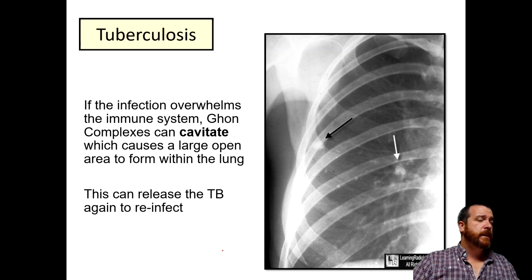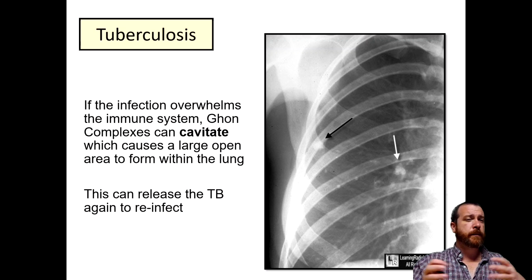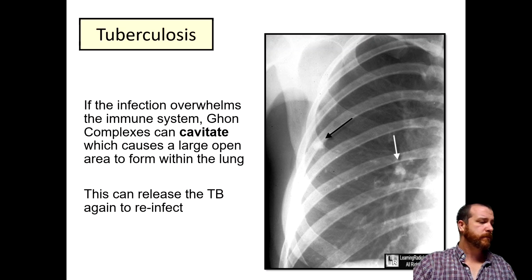Eventually, though, these Ghon complexes, especially if we're talking about individuals that have immunodeficiencies, right? If your immune system is not keeping up and controlling tabs on this tuberculosis infection, these Ghon complexes can start to break apart just from being around for long enough and not being built up perpetually.